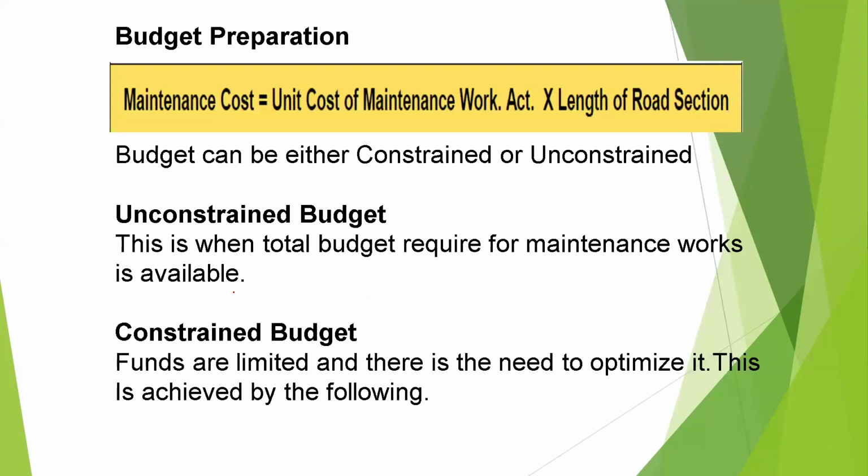So having known the unit cost of maintenance from our quantity surveyors, just multiply it by the total length and the budget is now ready for rolling. So we can either have an unconstrained budget or a constrained budget. Unconstrained budget is budget that we have enough money to fund the maintenance activities. Constrained is when we don't have enough budget. So we need to optimize it.